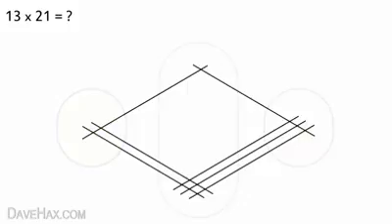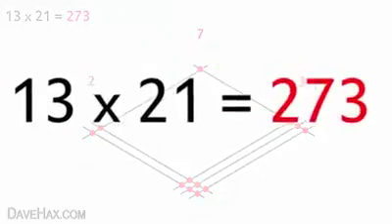Then starting from the right-hand zone, we need to count how many times any of the lines cross. In this case 3. We write that here and move on to the next zone. So again, we count how many times the lines cross, 1, 2, 3, 4, 5, 6, 7, and write it at the top. Then move on to the last zone and do exactly the same again. 1, 2. So 2, 7, 3. And that gives us our answer. 13 times 21 is 273.